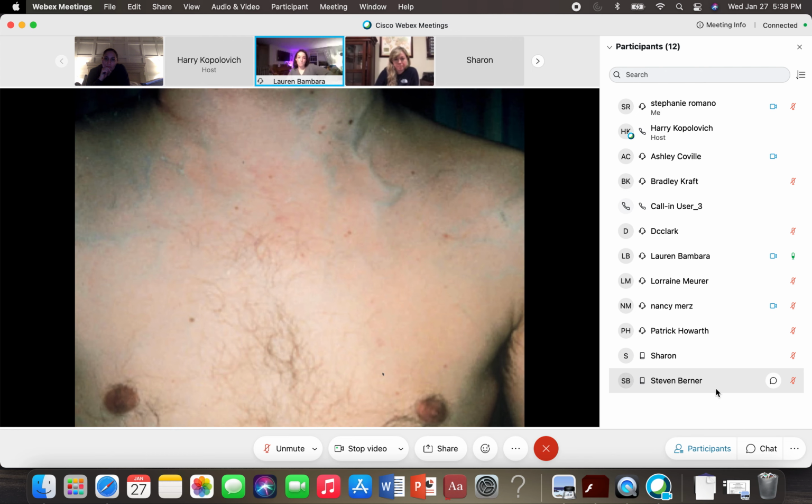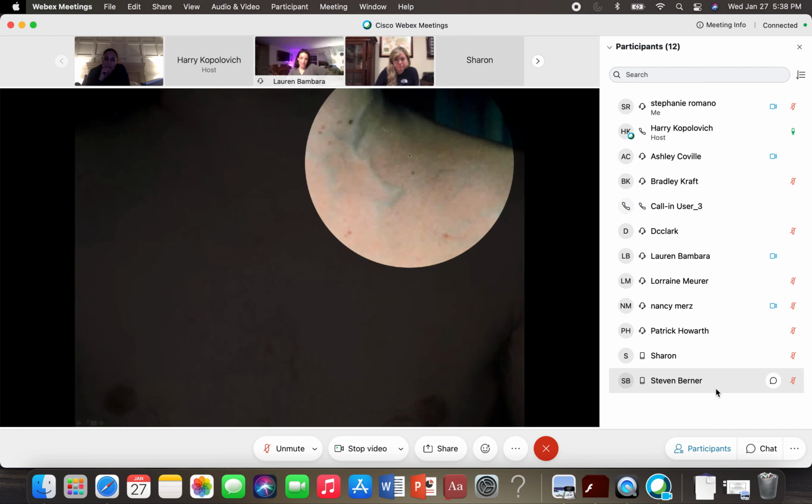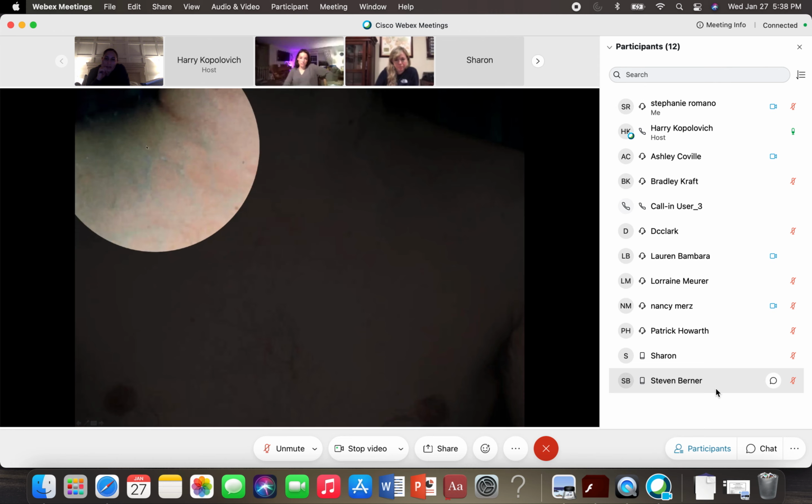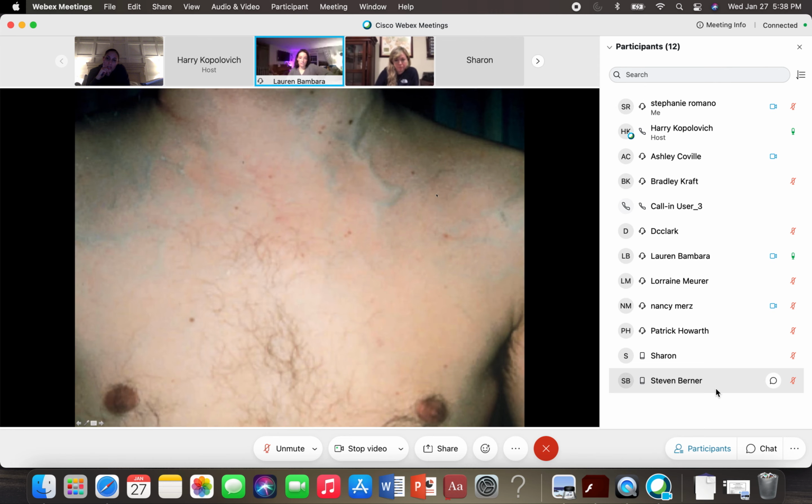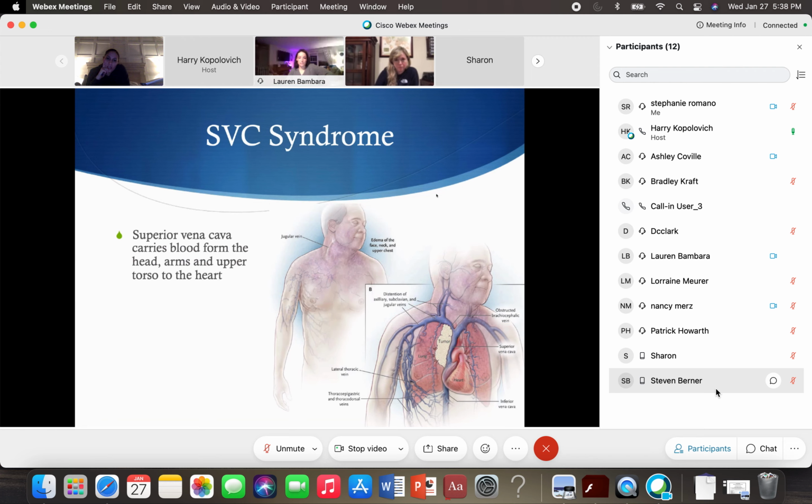Okay, so just keep in mind, let's take a look. So this, see the swelling? The varicose veins? So this is SVC syndrome. And SVC syndrome stands for superior vena cava syndrome. And essentially what it is, is a backup of blood due to compression of the SVC. So the SVC is located directly superior to the entrance of the blood vessels into the right atrium.